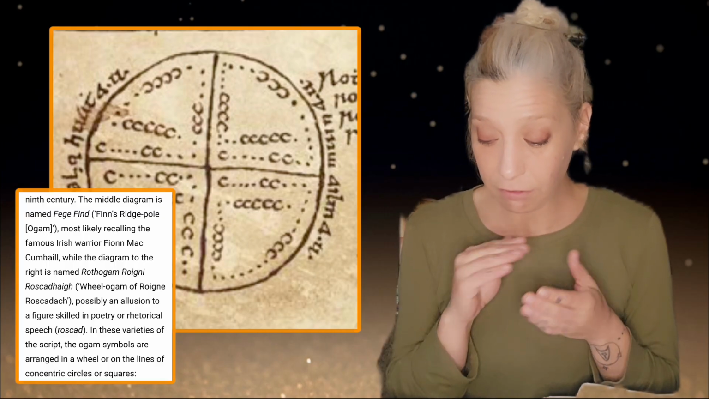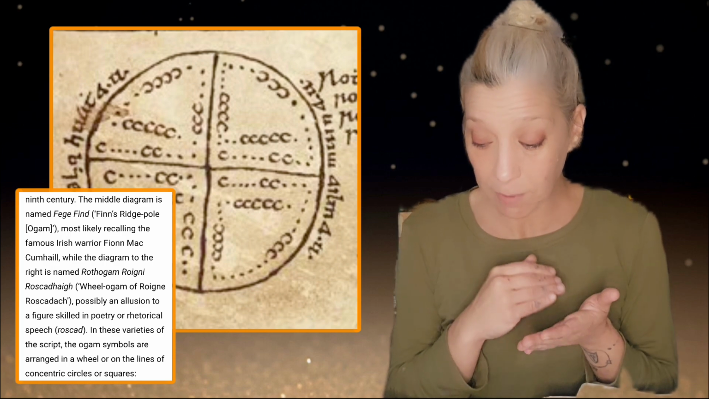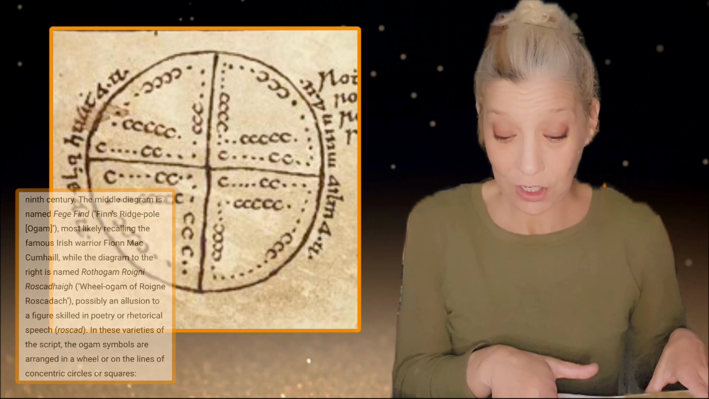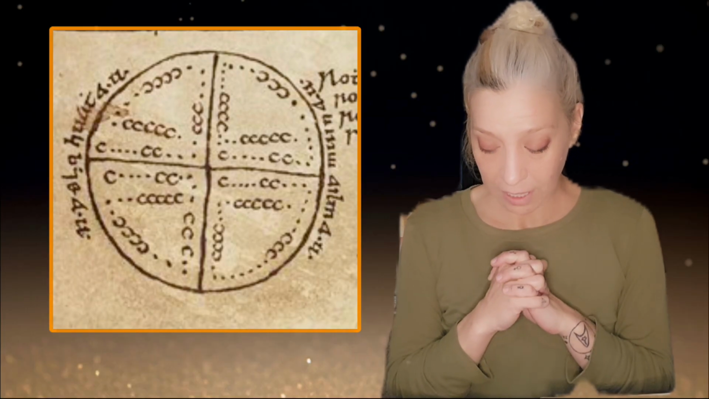But I forgot to tell you that Fionn is Fionn Mac Cumhaill, which is one of the greatest ancient Irish heroes, right? And again, poetry all over this, right? So, all right, back to Rothogam Riogni. The Roth is a river, all right? And again, so we have a foot stream, we have a ridge pole, and now we have a river.